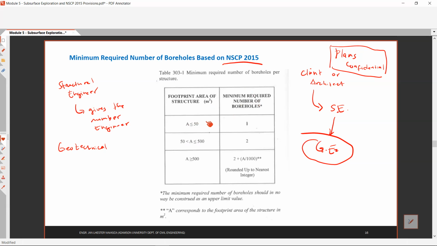For a structure footprint area of less than 50 square meters, the minimum required number of boreholes is 1. Then for 50 to 500 square meters of footprint area, the minimum required number of boreholes is 2. And for any area greater than 500 square meters, you need to use this formula. So how to use this formula?